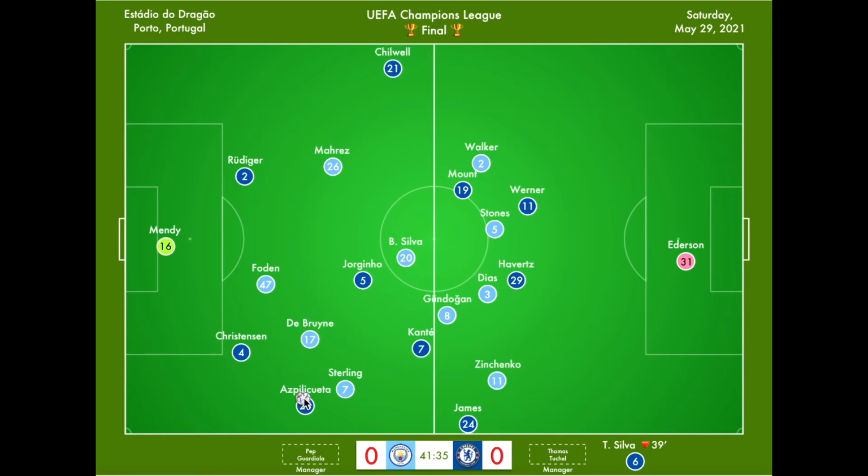So then Azpilicueta takes a look to see, hey, what lies ahead. Probably playing out to James is an option, but you still have Zinchenko pretty closely tied to him. A dinked ball over to Kanté or Jorginho doesn't quite make sense either. It's kind of rushing things. So he makes the relatively safe play and passes it across defense into the foot of Mendy again.